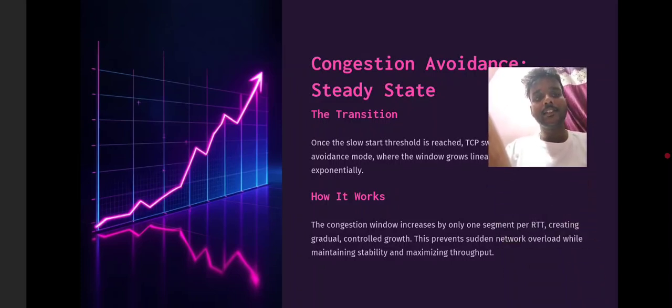The congestion window increases only by one segment per RTT, creating gradual controlled growth. This prevents sudden network overload while also maintaining stability and maximizing throughput. For example, instead of doubling like 8 to 16, it increases like 8, 9, 10, 11. This controlled growth prevents sudden congestion and ensures network stability. This phase is very important because it balances performance and safety.